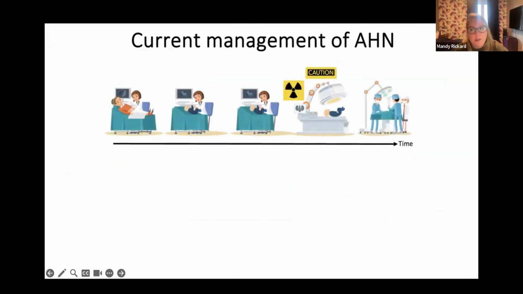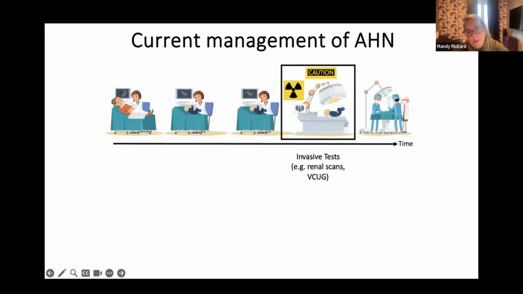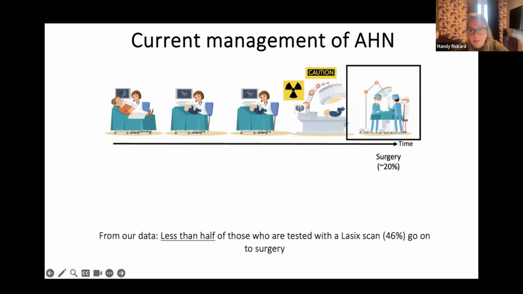And so this is what hydronephrosis management looks like at our institution. So it's detected prenatally in a lot of cases, and it's monitored with repeated ultrasounds based on the severity of the dilatation that we're seeing. And some of these kids, if they develop symptoms or the hydronephrosis is severe, will need invasive tests like renal scans and VCUG. And approximately 20% of these will progress to surgery at some point. It is important to note that less than half of kids who are investigated with a nuclear scan at our institution actually go on to surgery.